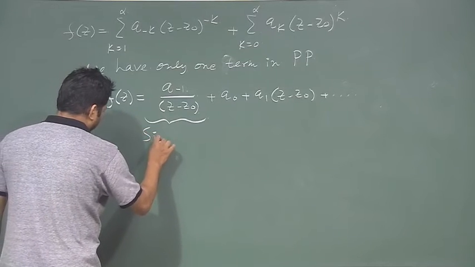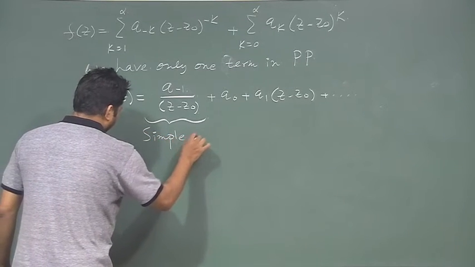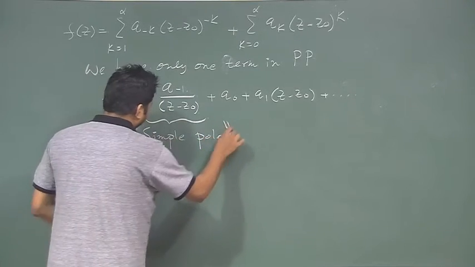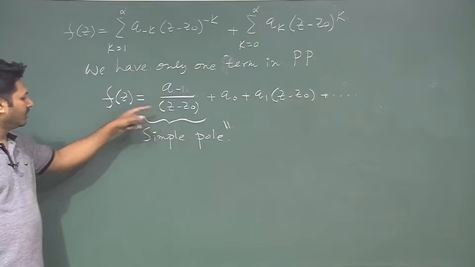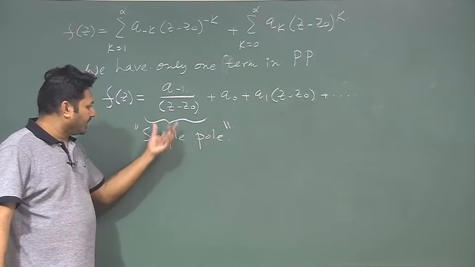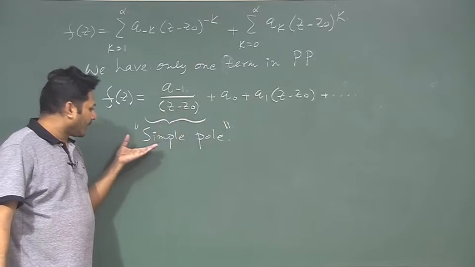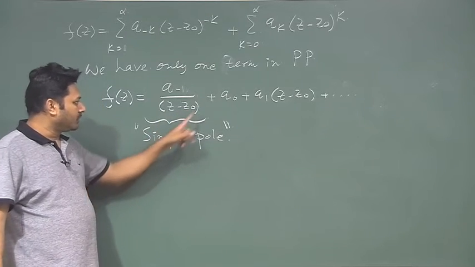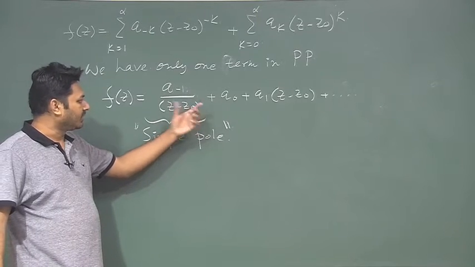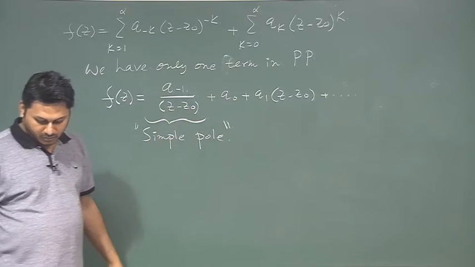Simple pole: we have a singularity here because at z equal to z_0 the function can blow up. If the function is blowing up at z equal to z_0, we call it a simple pole because the order here is 1, this is only one term.